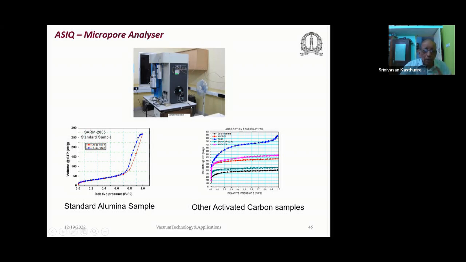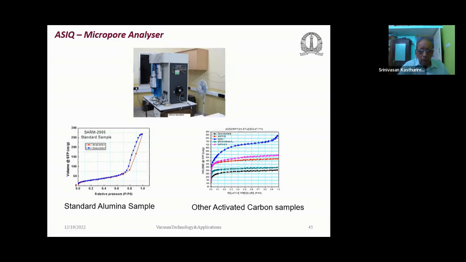For doing that, IISc developed a special system using a micropore analyzer. We purchased a micropore analyzer from Quantachrome Instruments. This is the instrument, and the adsorption characteristics are shown here for a standard sample. This red curve gives you the adsorption pattern, and the blue dots correspond to the desorption pattern. It plots the volume adsorbed at STP as a function of the relative pressure.